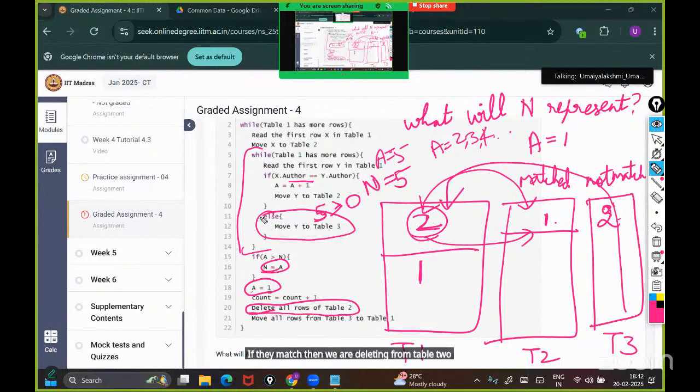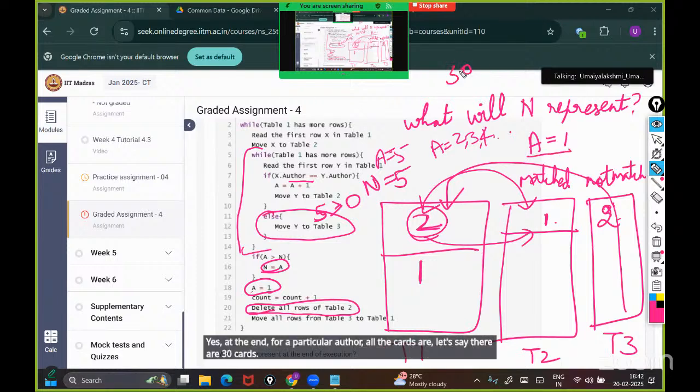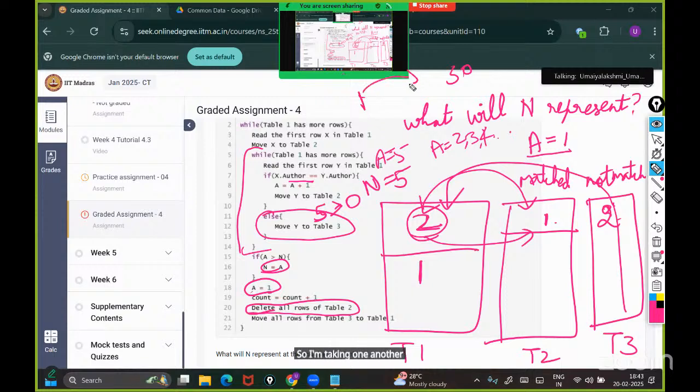At the end, once for a particular author, let's say there are 30 cards, I'm taking one author, which is checked against all the other 29 cards. So we can say that all the matched cards will be in table 2, which means they will be deleted.